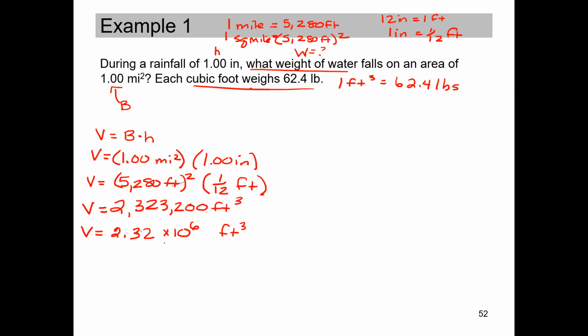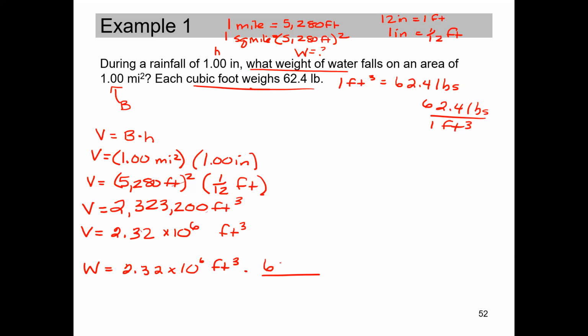So that's a volume. What is our goal? Our goal is to get the weight. So we have the cubic feet, and we know that each cubic foot weighs 62.4 pounds. So what we can set this up as for our weight will be the 2.32. I'll use the scientific notation because I haven't done it in a while with you. Times 10 to the 6 cubic feet, and then times our conversion. So if I want to get rid of feet and I want to be left with pounds, I'm going to write this as a unit conversion factor. So I'll write it as 62.4 pounds over 1 cubic foot.